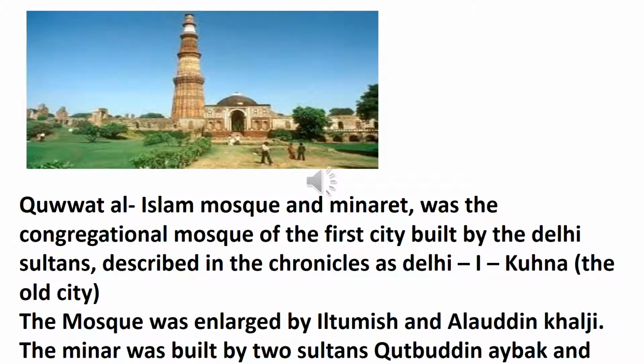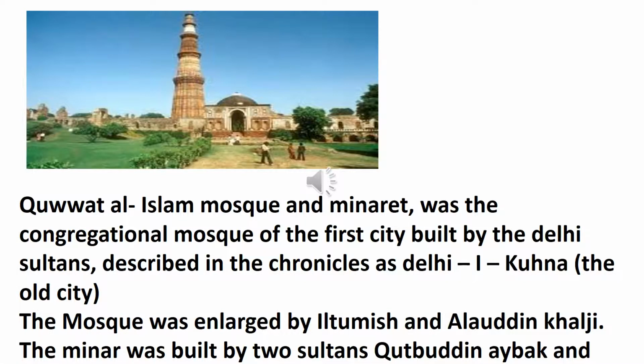You can see this picture of the Quwwat-ul-Islam mosque and minaret. It is in Delhi at present. It is best known for its tower of victory, celebrating the Muslim conquest of India. It is built of red and buff sandstone, grey quartz and white marble. Whenever you visit Delhi, you can see that. And this mosque was a congregational mosque.